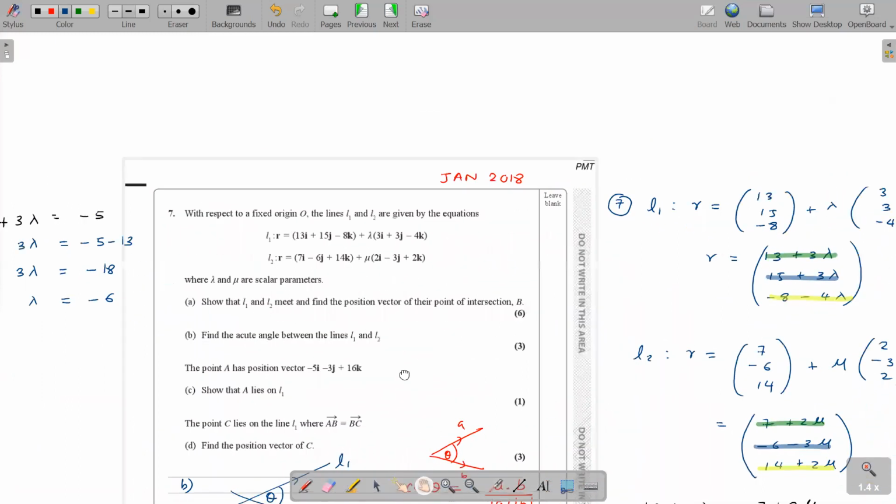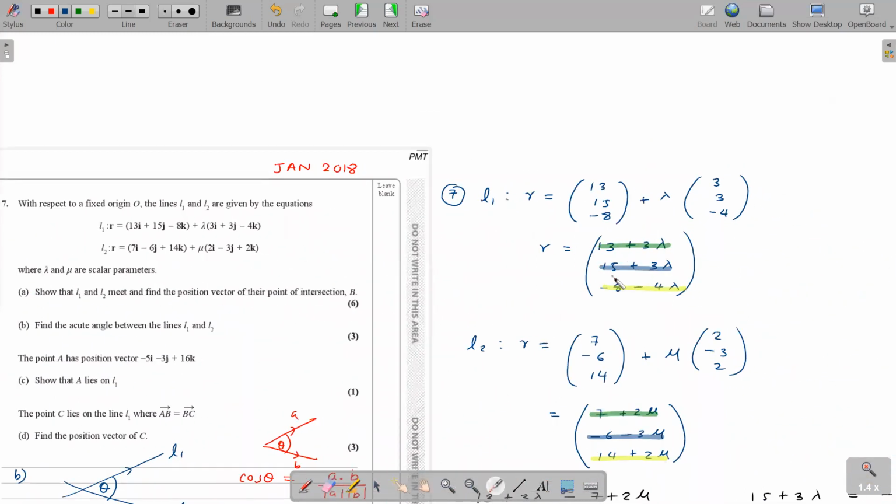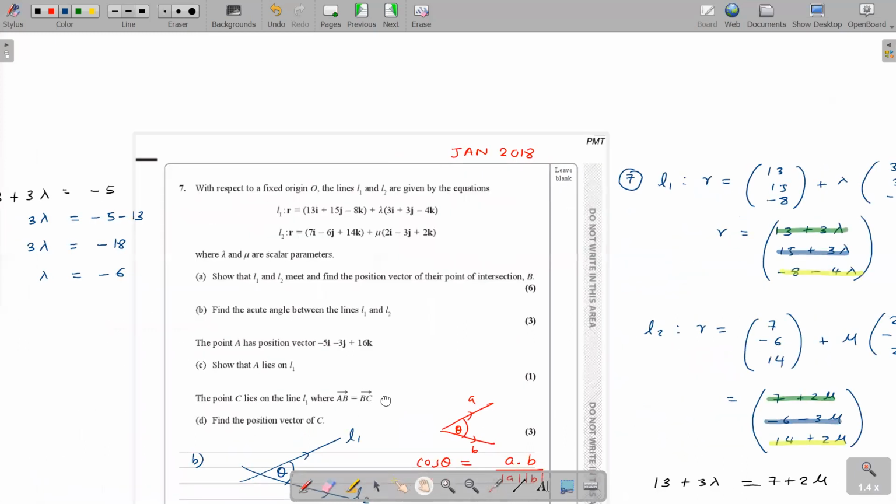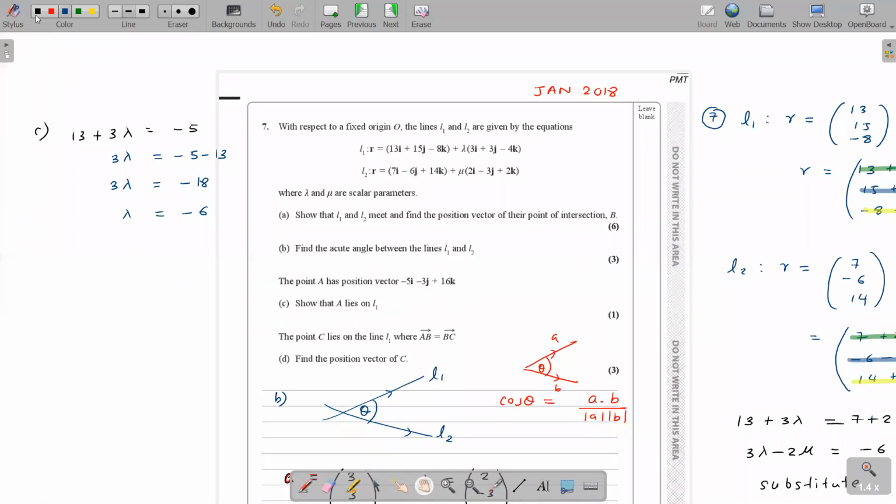That means you take the y coordinate, 15 plus 3 lambda, and make it equal to minus 3. From that you also get lambda is minus 6. And then you show that for the z coordinate, minus 8 minus 4 lambda equals 16, the lambda value is again minus 6. So there is a uniform lambda value that gives you these 3 answers. Anyway, I prefer to use the first method.